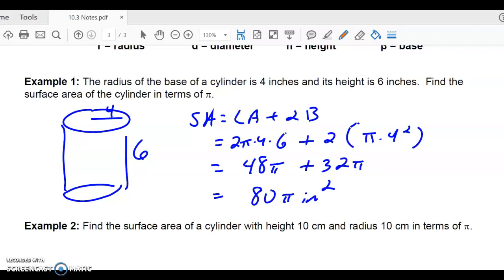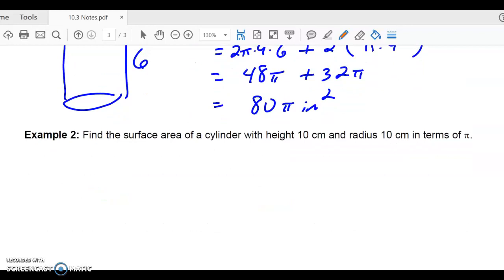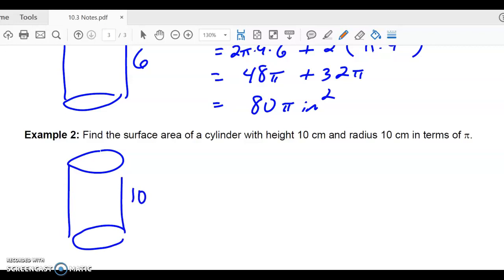Let's try one more example. Again, pause the video and you try example 2 before you continue. So we have a circle. The height is 10. The radius is 10. And again, we're going to find the surface area.